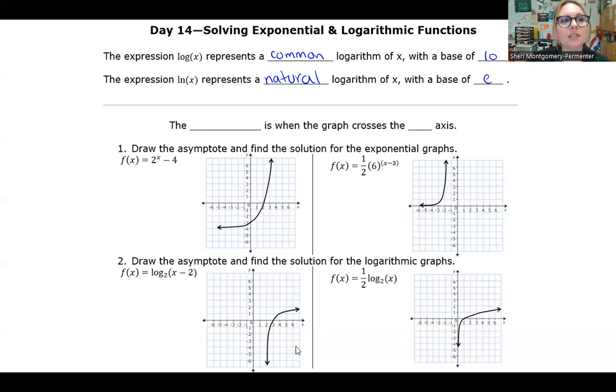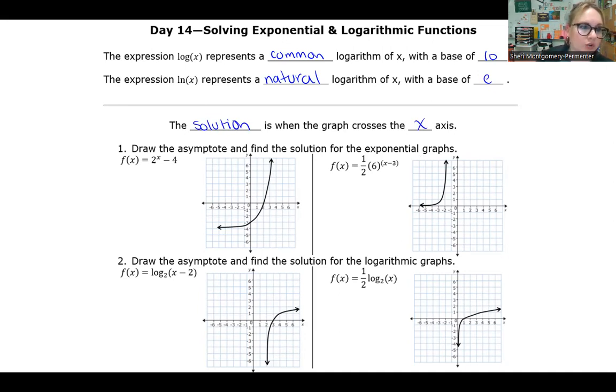Moving on, this is the first part of graphing. You will have questions like this on your test. And the solution is when the graph crosses the x-axis. The directions say to draw the asymptote and find the solution for an exponential graph.